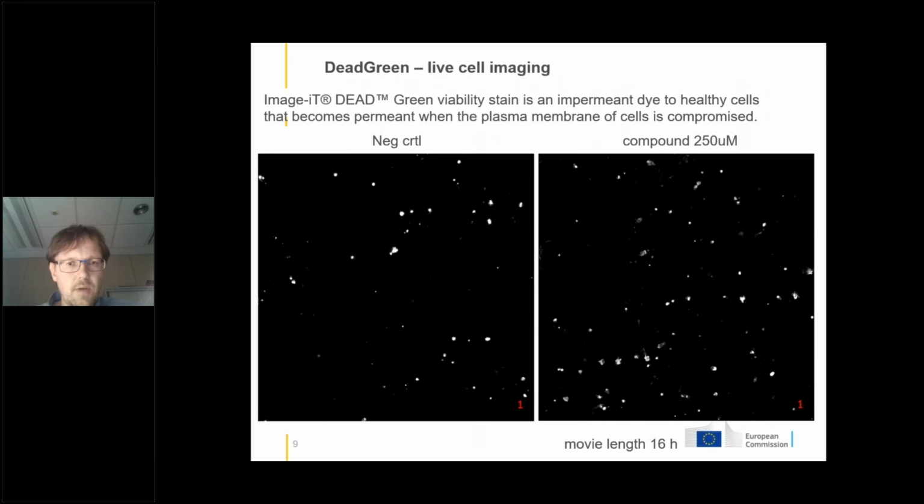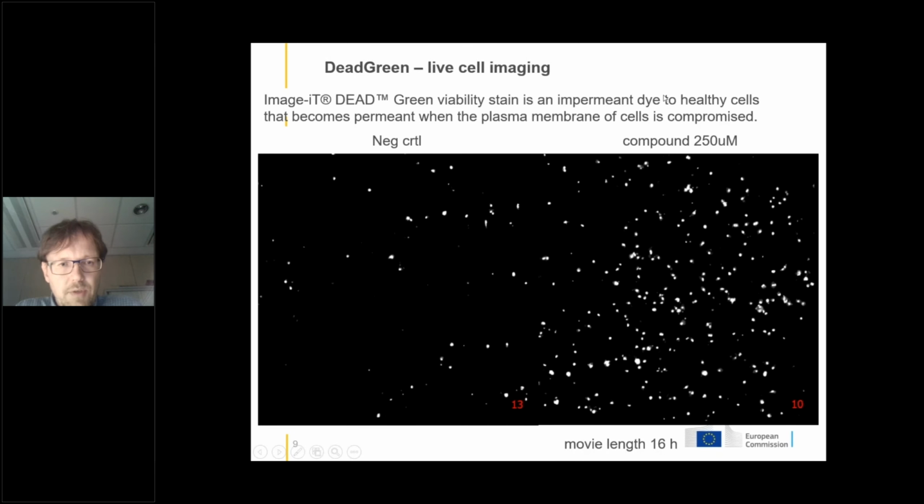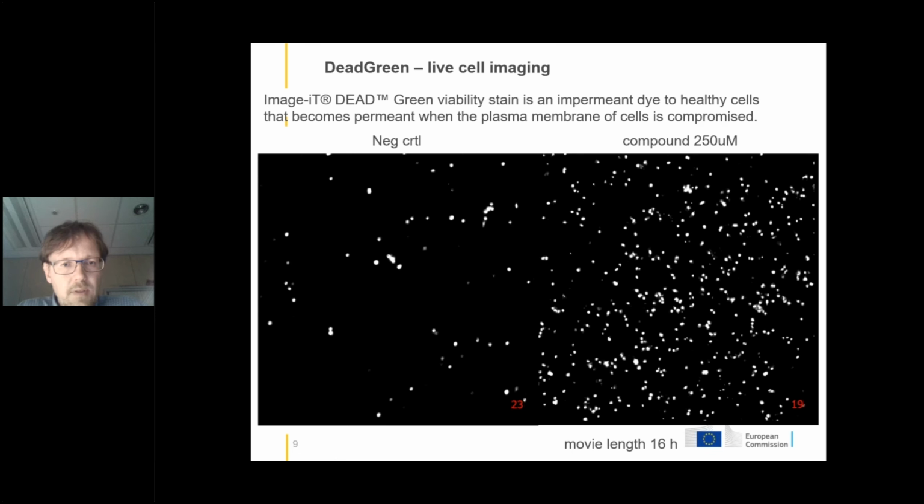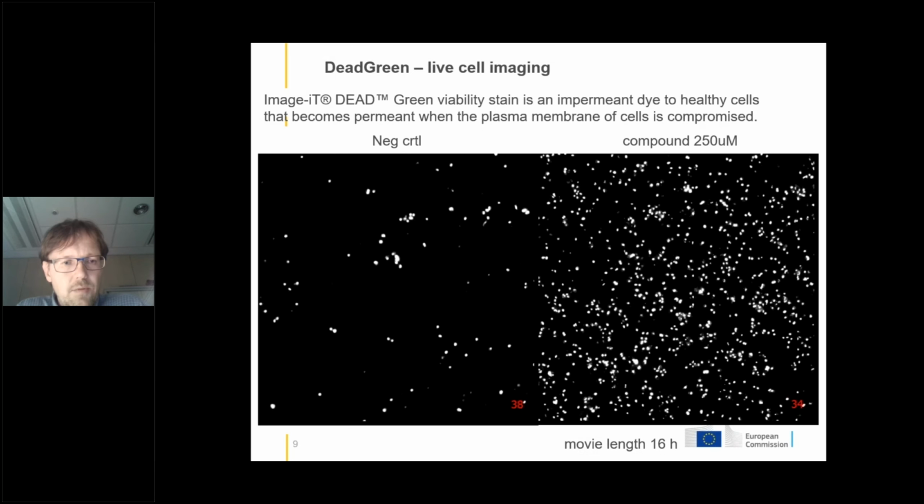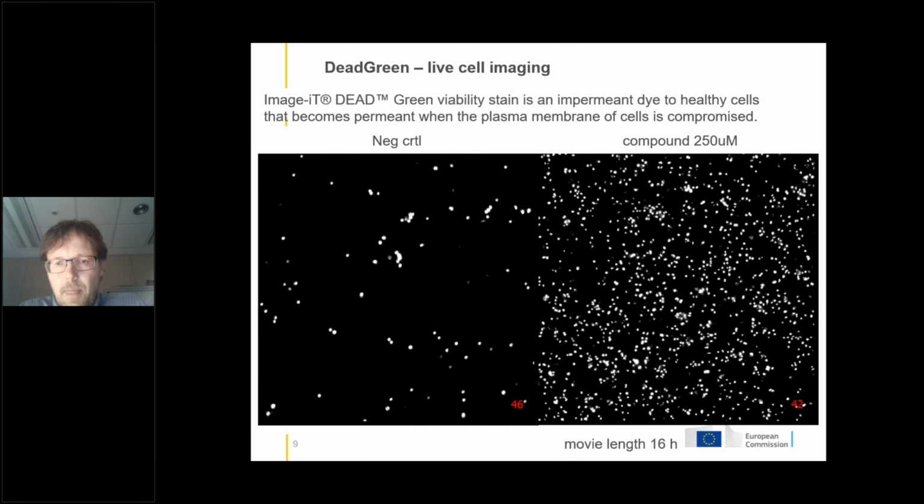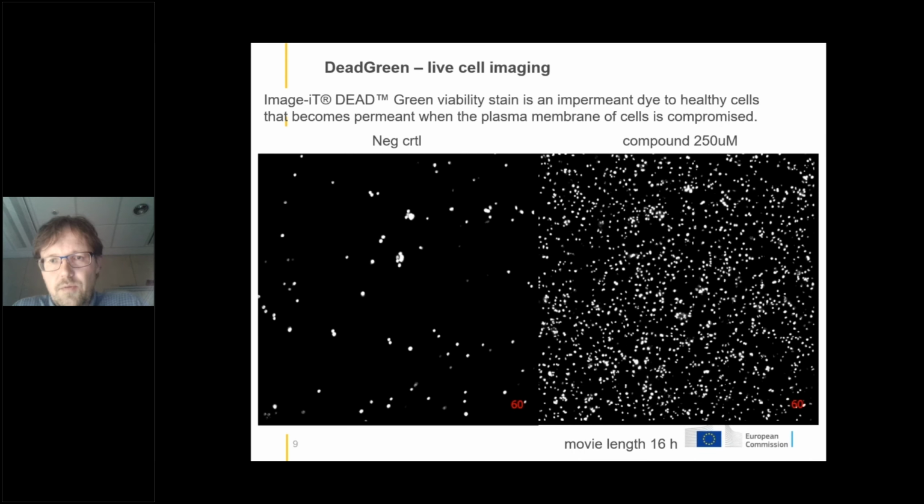So here I will show you a movie from a negative control versus a culture which was treated with one of the compounds over the first 16 hours. You can see that on the left side you have only some background cells which were practically dead at the beginning, but nothing new is appearing. While on the right hand side you see the well treated with the compound, which was quite toxic, and after 16 hours a big portion of the cells were already dead.